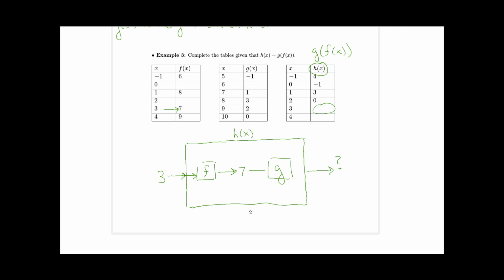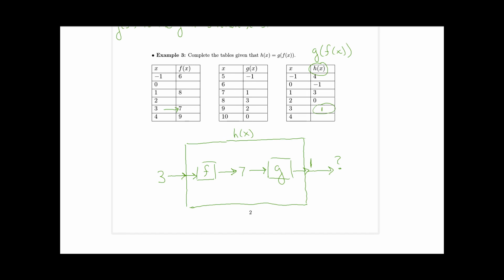Well, what happens if I send 7 into g? Well, this tells me that 7 turns into a 1 when it comes out. Well, if that's what happens when you start with 3, if 1 comes out the other side, then that must mean this is an answer of 1.